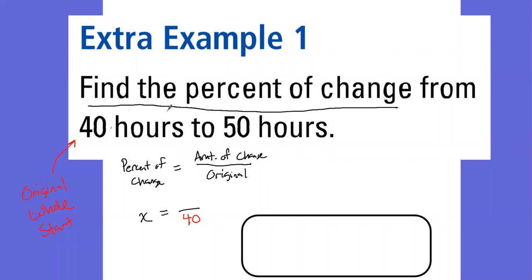So how much am I changing to go from 40 to 50? We'll just subtract those two numbers. 50 minus 40 is 10. So basically I'm going up by 10. My amount of change is 10.